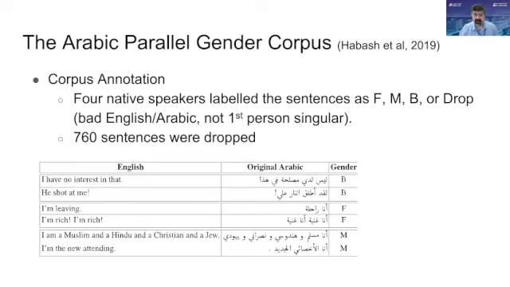So things like ليس لدي مصلحة في هذا is B, meaning both. It's unclear, although there is definitely a first person. أطلق النار علي, also there is a first person, but it could be a man or woman. أنا غنية, أنا راحلة versus أنا مسلم وهندوسي, etc. Right? So these are masculine in that case, right?